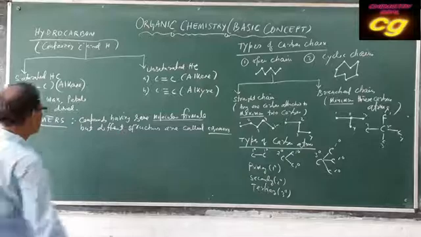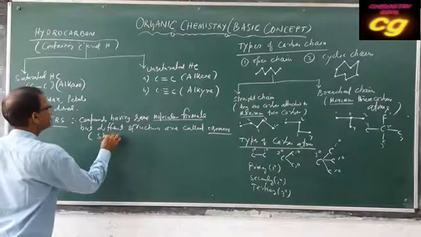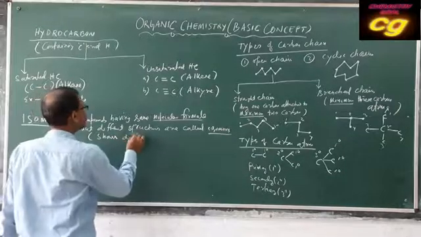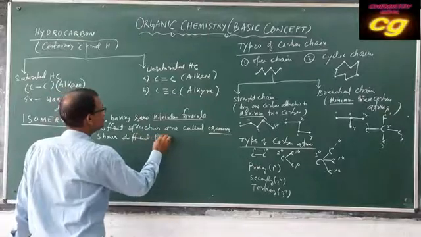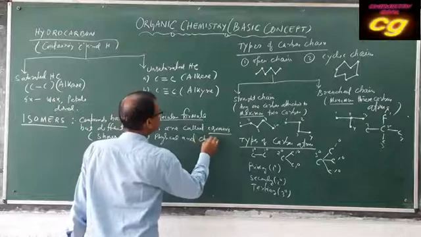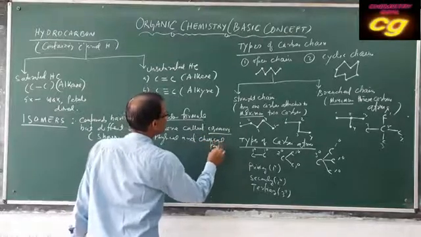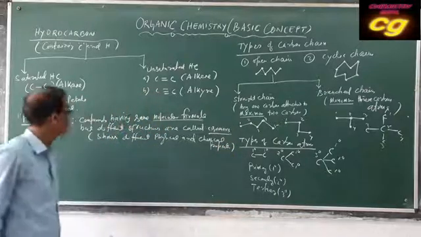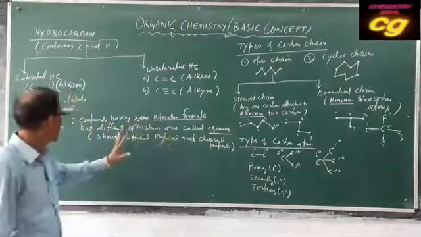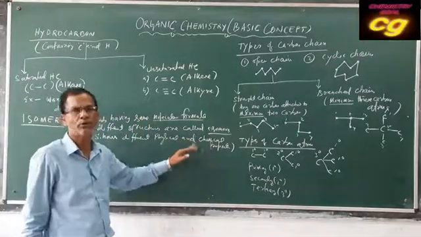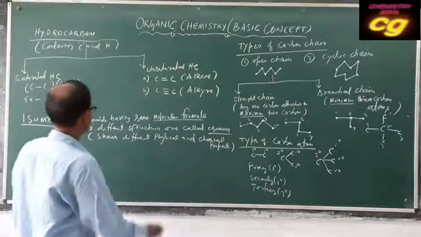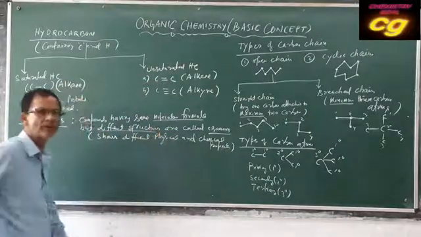These isomers show different physical and chemical properties. Having the same molecular formula but different structure means isomers, and showing different physical and chemical properties. All isomers have different physical and chemical properties only due to different structure, but the formula is the same. So these are called isomers.